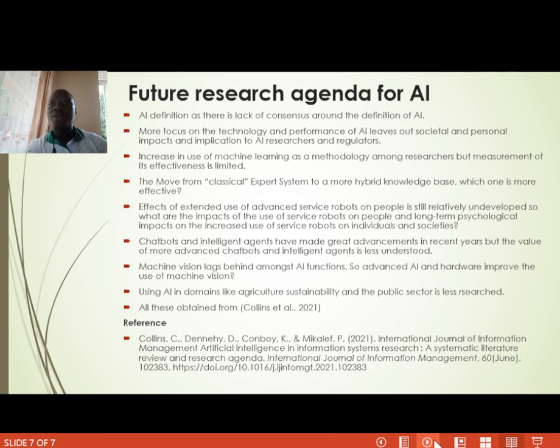Otherwise, you can also look at chatbots and intelligent agents. They have made advancements in recent years, but how valuable they are is less understood. Then we also have machine vision, which is lagging behind, and yet there is a lot of advanced AI and hardware that could have improved it. So, what can be done there? All these are obtained from Collins et al. 2020. Yeah, that is it. We'll just stop there.